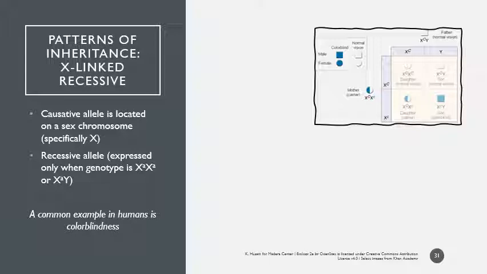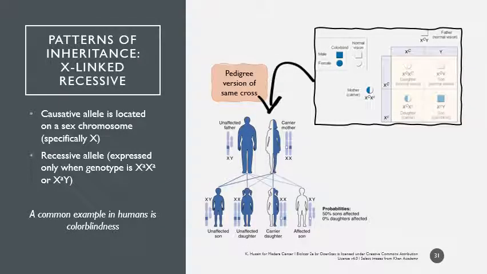So we talked about color blindness already. We see this Punnett square that we saw earlier, and this is the pedigree version of that same cross. A father that is unaffected, a carrier mother, 50% of sons end up getting affected, and 0% of daughters get affected. We saw that with hemophilia with the same genotype cross. Here we're seeing it with color blindness.